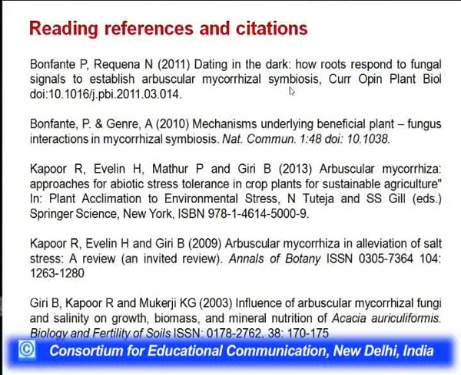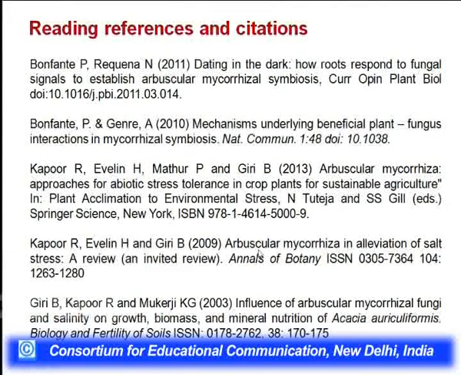Very good paper. Another paper that you can refer to and read is Mechanisms Underlying Beneficial Plant-Fungus Interactions in Mycorrhizal Symbiosis. This paper was published in Nature Communications in 2010. And one more paper, recently published in 2013, is Arbuscular Mycorrhiza: Approaches for Abiotic Stress Tolerance in Crop Plants for Sustainable Agriculture.